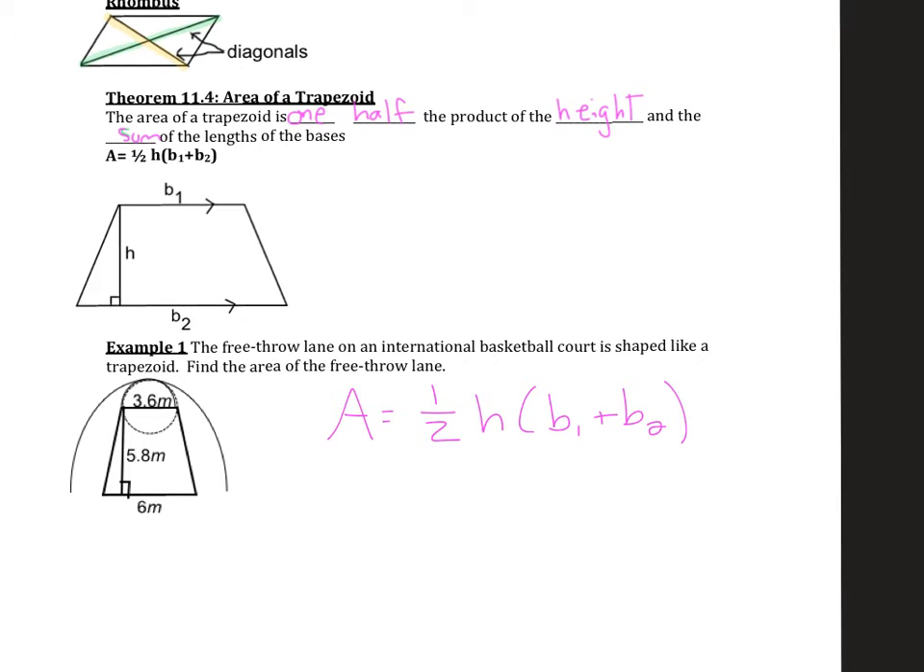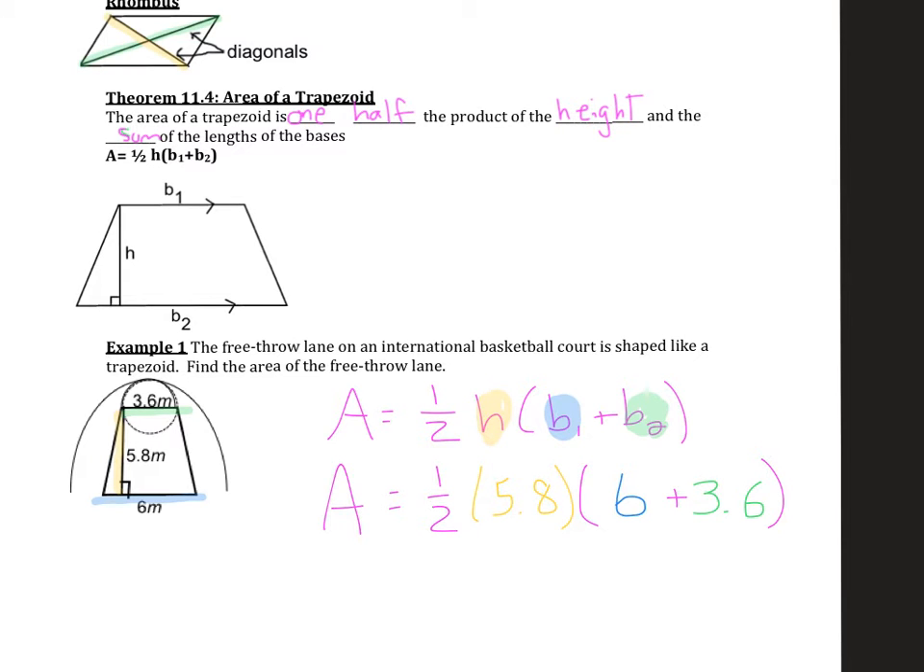Okay, so base 1 and base 2 are your sides that are parallel. Your height is that perpendicular distance between those. So I'm going to plug all of these in. So we've got 1/2. My height is 5.8. My first base is 6, and my second base is 3.6. And it does not matter which one is base 1, which one is base 2. I'm just going based on how I highlighted it, so you can hopefully see what's going on.